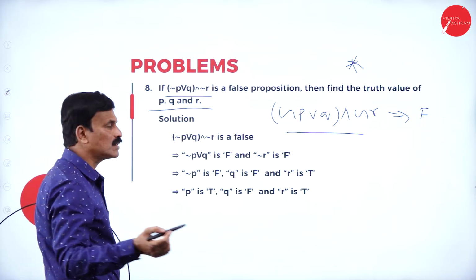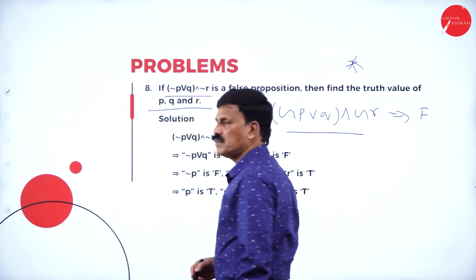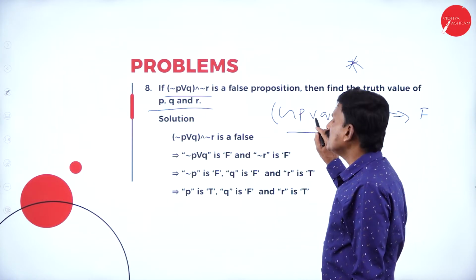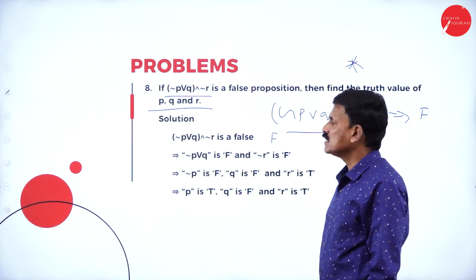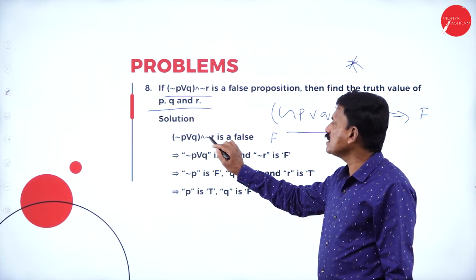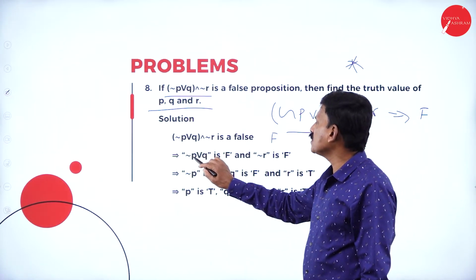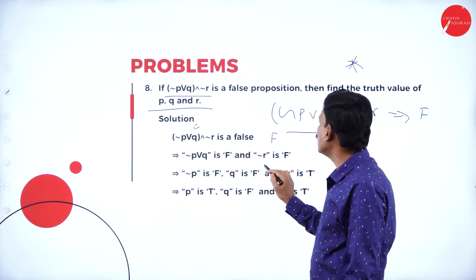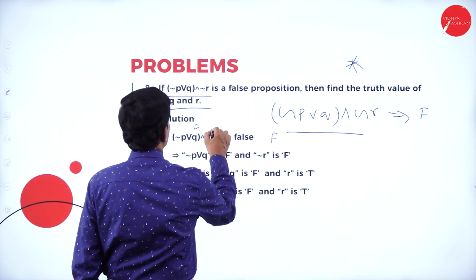The very easiest method is to solve without drawing the truth table. So, what is to find? The negation of P disjunction Q, conjunction negation of R, is false. That means this is false. Since it is a conjunction, it is false if either negation of P disjunction Q is false, or negation of R is also false.